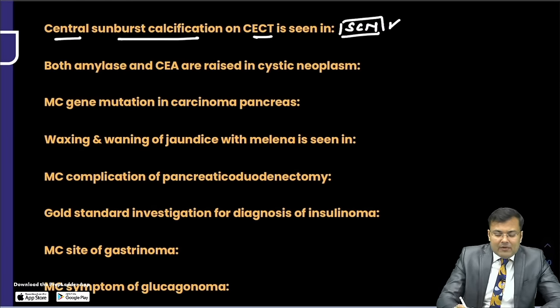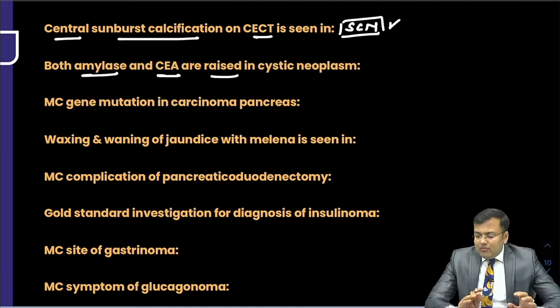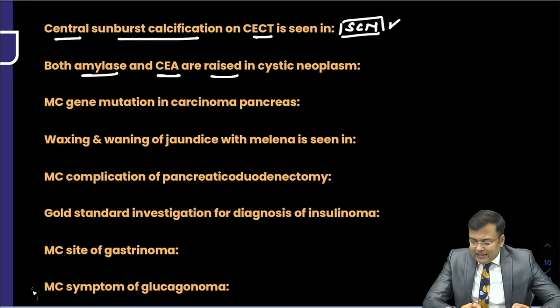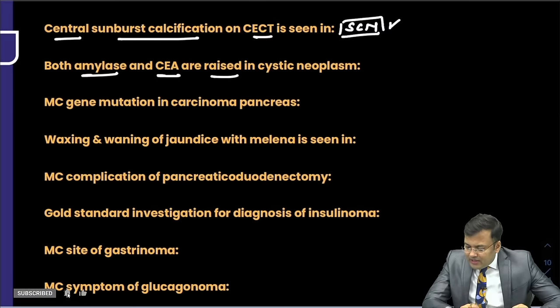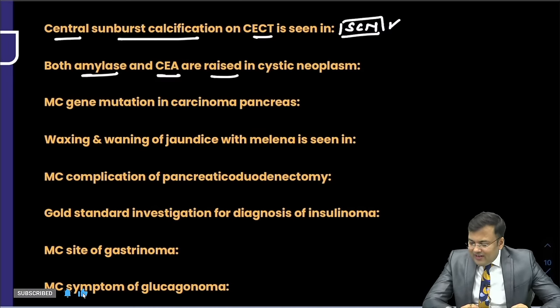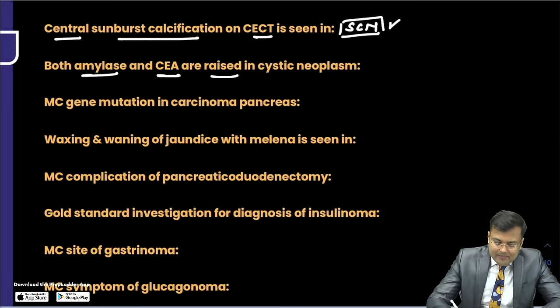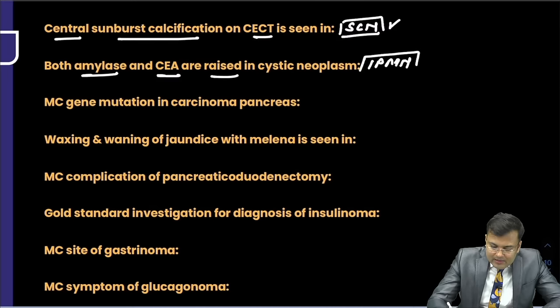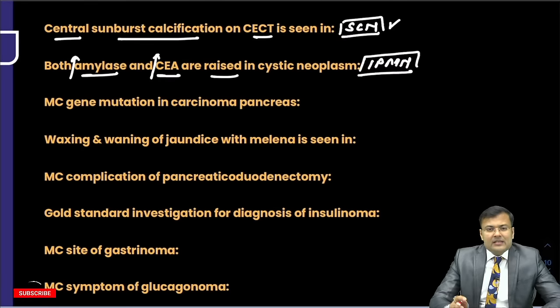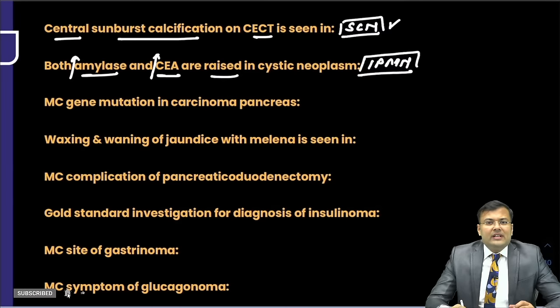Next, in which type of cystic neoplasm are both amylase and CEA raised? Not serous, not mucinous. Sonu Gupta, first person to reply correctly: IPMN, intraductal papillary mucinous neoplasm. Since it's a pre-malignant condition, there is increased CEA and increased amylase. Why? Because of excessive mucin production, there is acute pancreatitis.